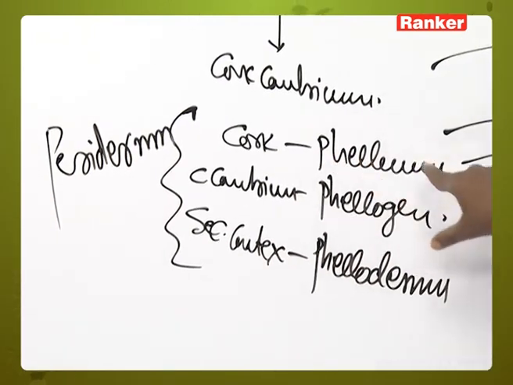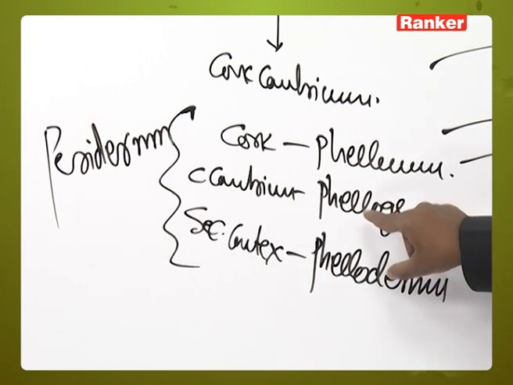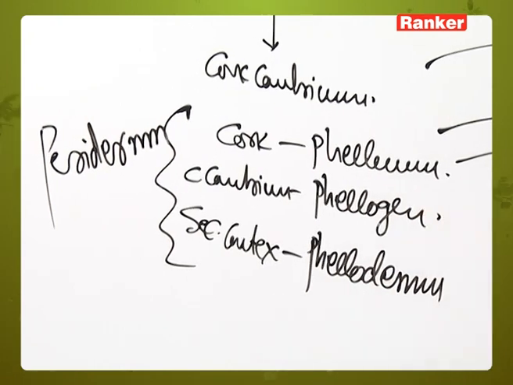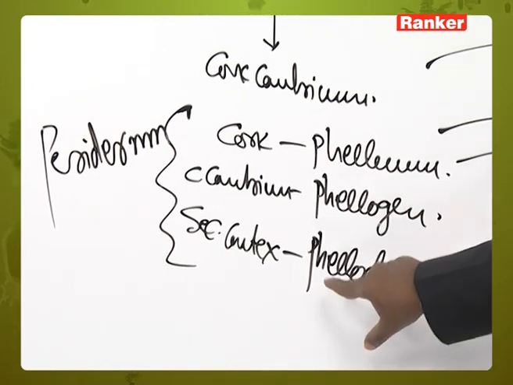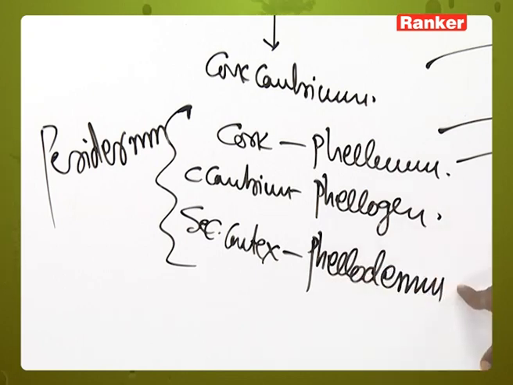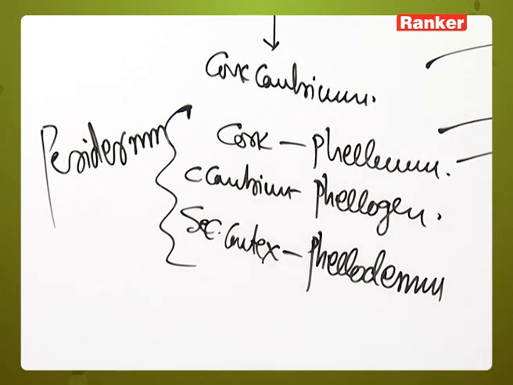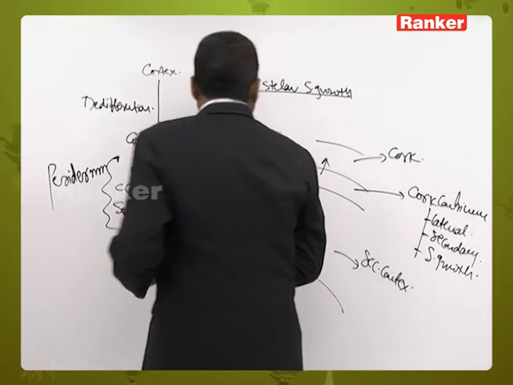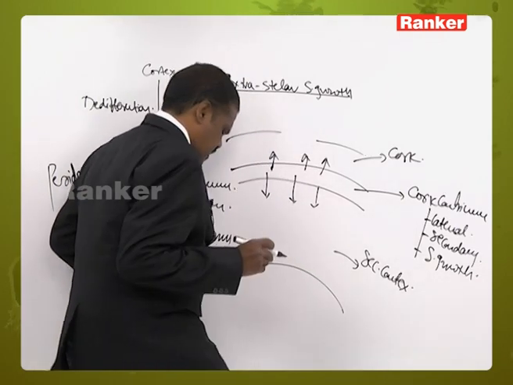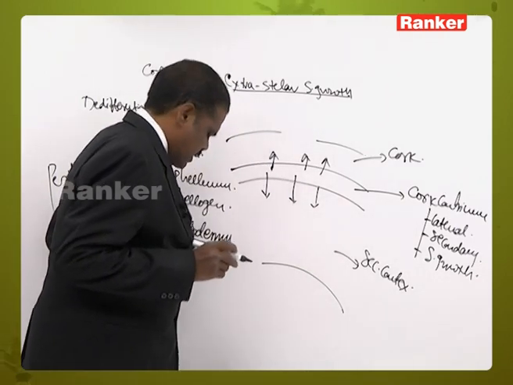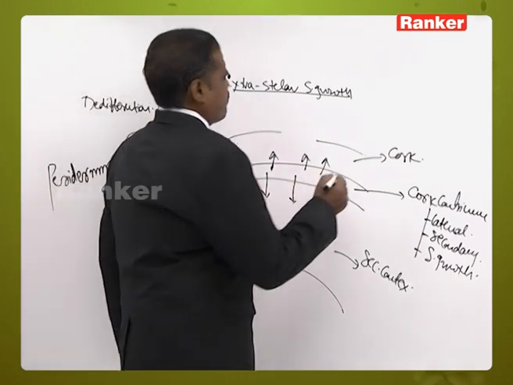Cork is also called phellem, cork cambium is also called phellogen, and secondary cortex is also called phelloderm. Altogether it is called periderm. Let us take cork first.